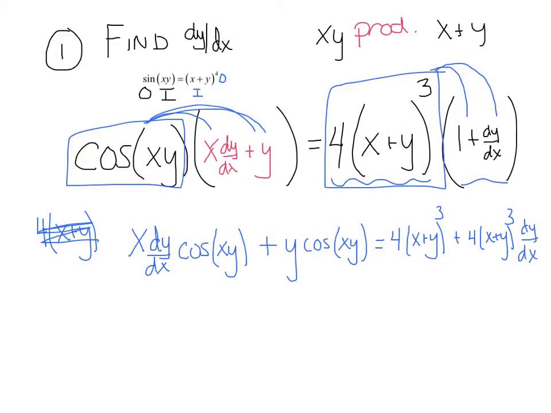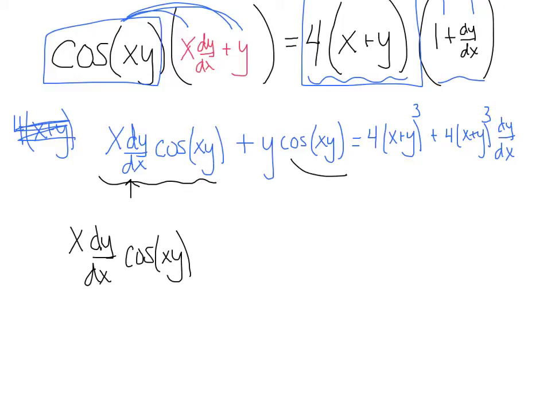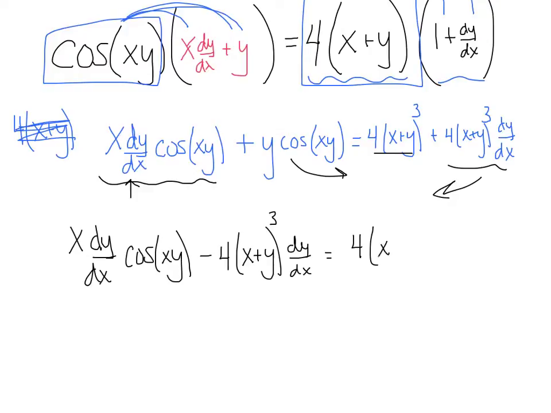Now remember the goal with implicit. Anybody that has a dy dx stays on one side, anybody else boots to the other. So this whole term that has the dy dx, that's going to stay. So x dy dx cosine of xy. This term doesn't, so I'm going to kick him out. That term's going to stay on this side, and this term needs to move this way because it has the dy dx. So I'm going to subtract 4 times the quantity x plus y cubed dy dx equals, let's say 4 times x plus y cubed, and I'm going to subtract that y cosine of xy.